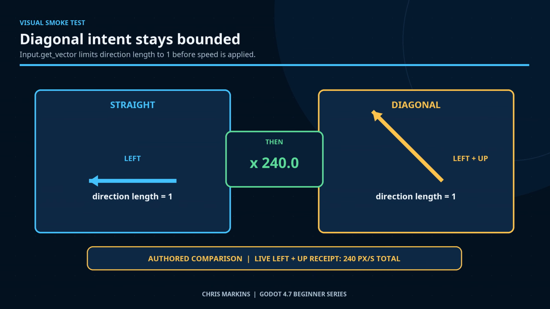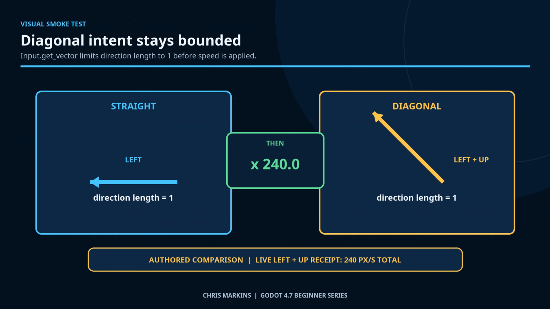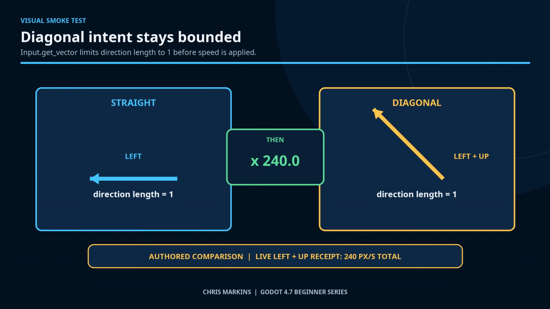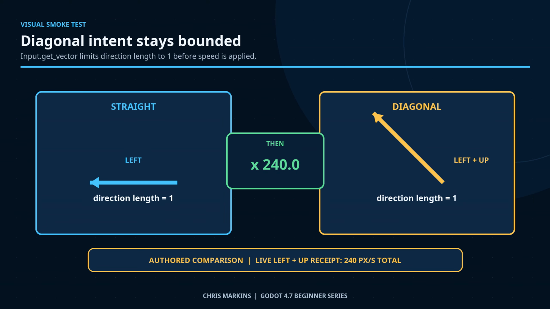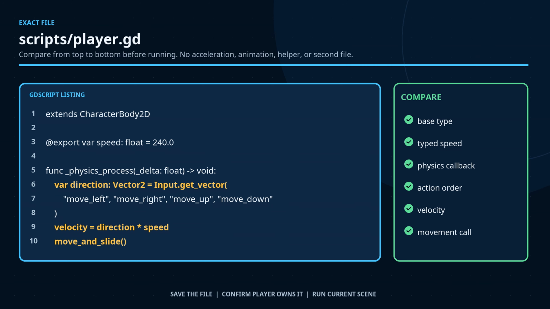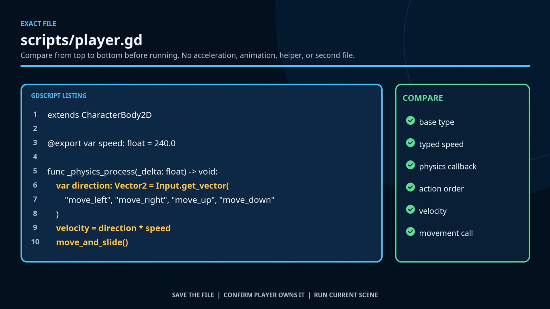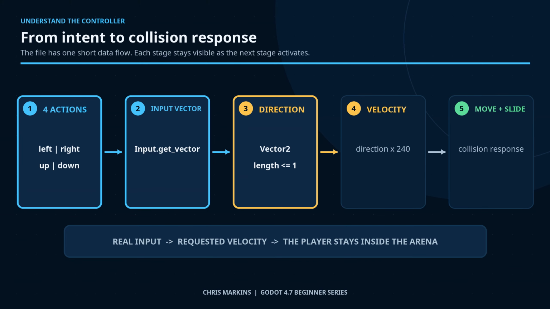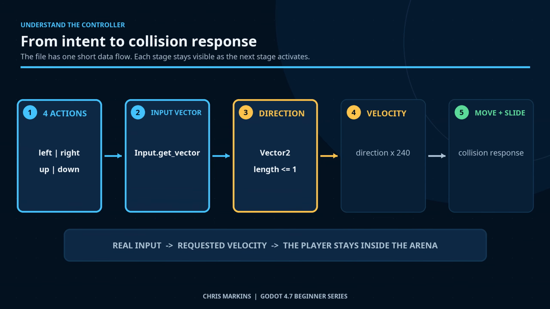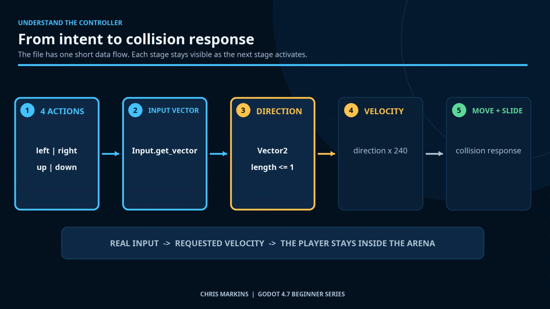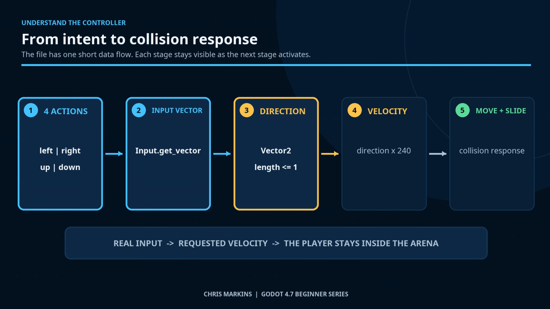The technical reason is visible in the unchanged file. Input.get_vector limits the direction length to 1 before we multiply by 240.0. The authored Chapter 3 recovery reference separately passed an automated exact check. That reference result does not certify the project you are building, which is why we still run the smoke test.